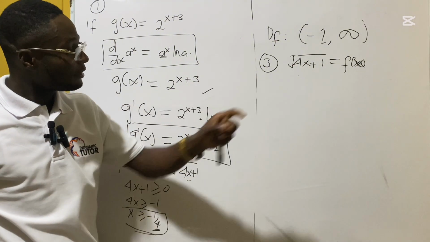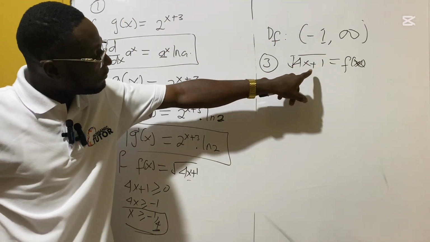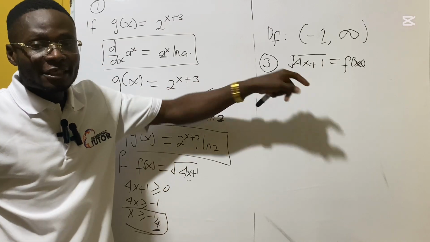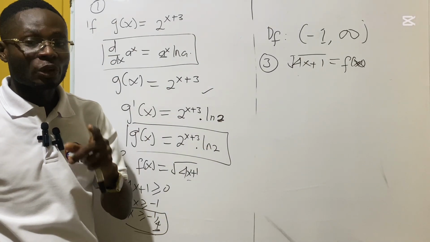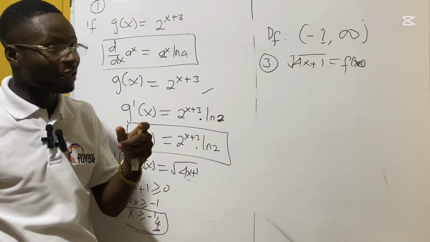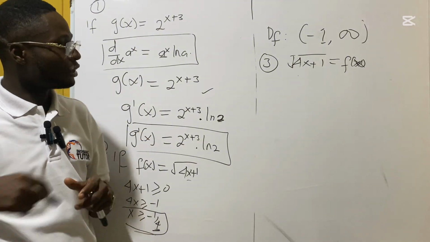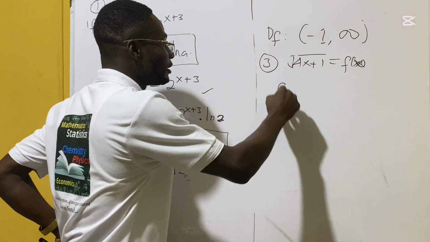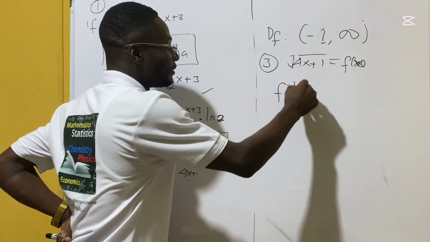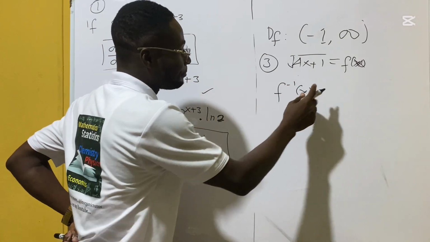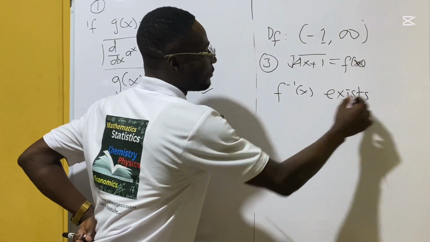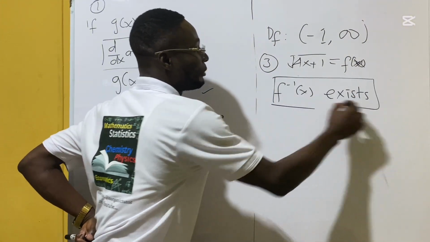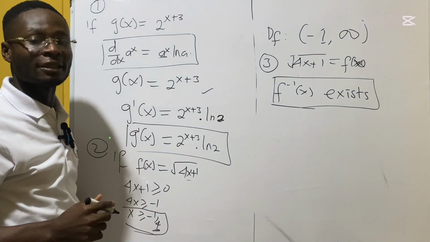Let me go over again. For the function to have an inverse, it must satisfy the one-to-one condition, so it must be 1 to 1. The inverse of this function exists because it's a 1 to 1 function.